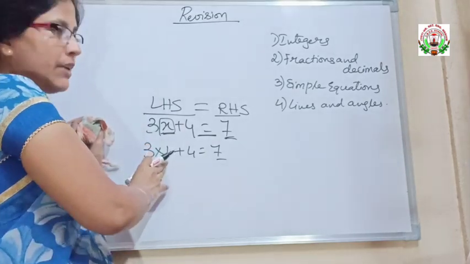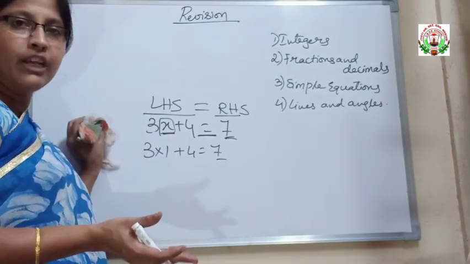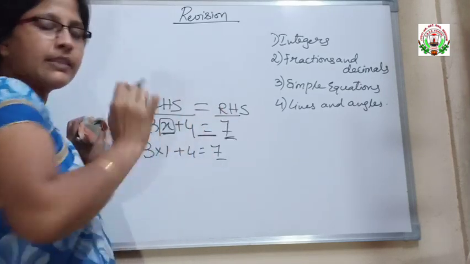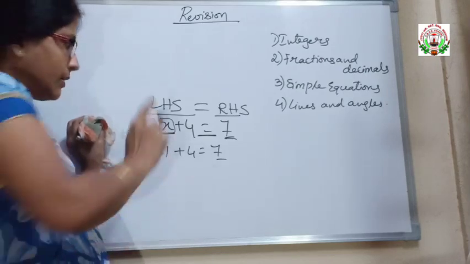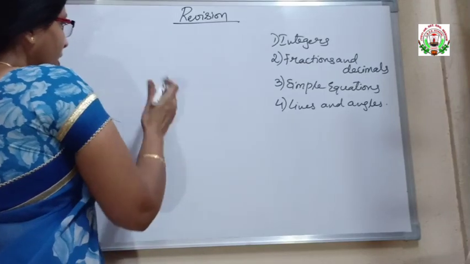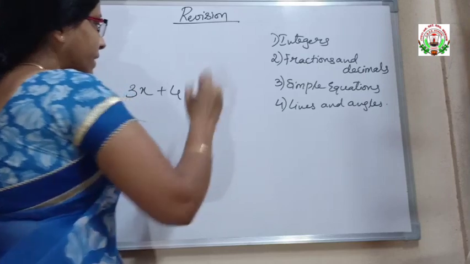Here I have written 1, it can be 2, it can be 3, any value it can be, but LHS should be equal to RHS every time. If it is not equal, then it is not a correct equation. This is your equation, 3x plus 4 is equal to 7.